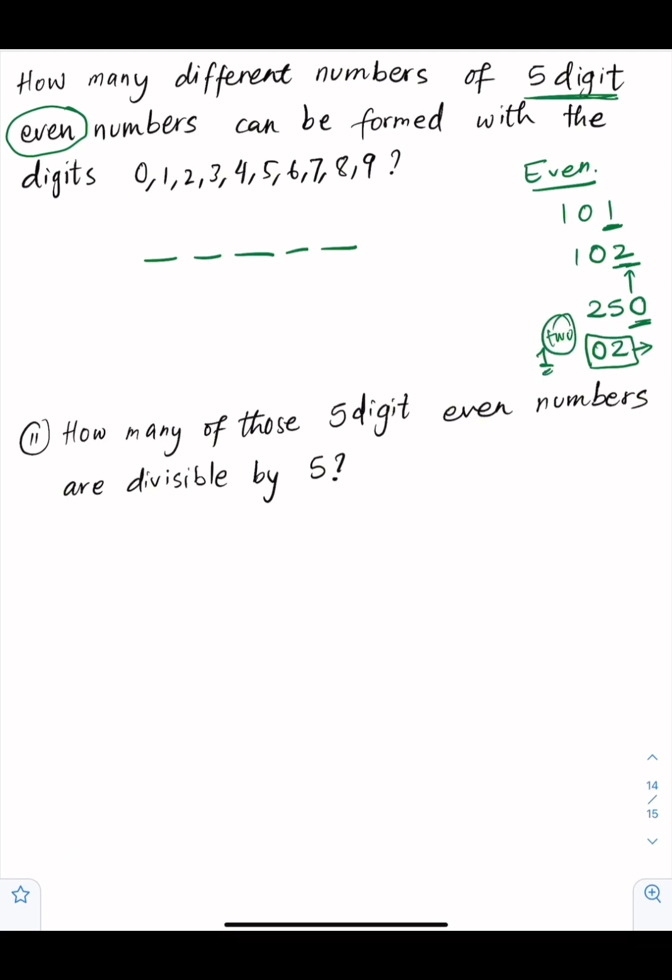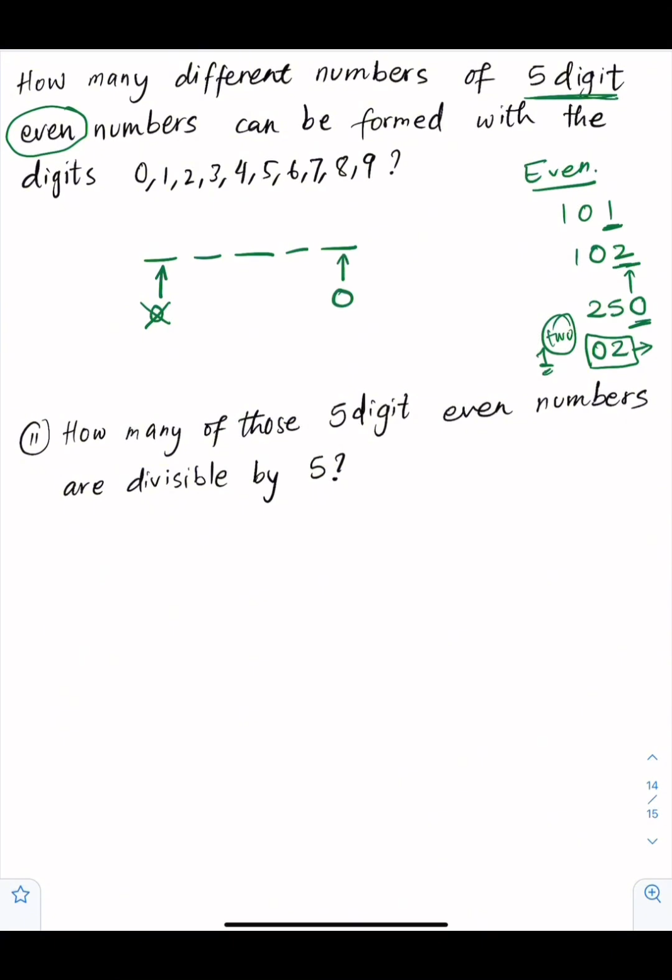So you have to be careful when there is 0. 0 is not available in the first place. So that is one condition: 0 cannot get in first. Now 0 can get in the last place and it can make an even number.